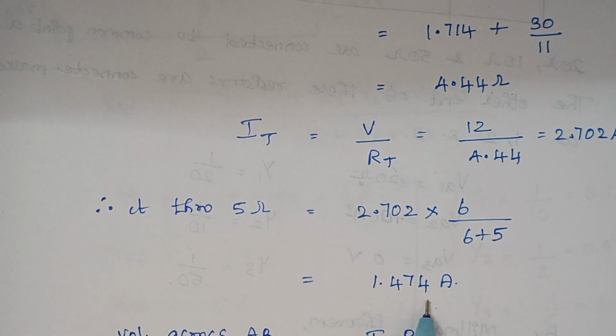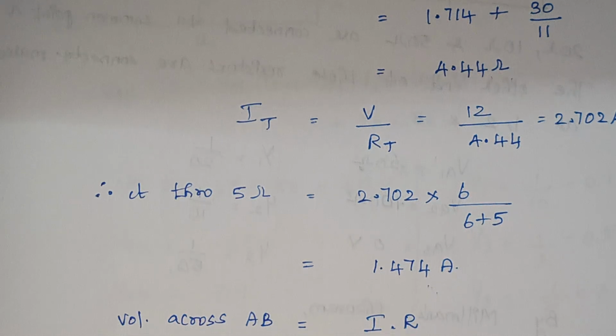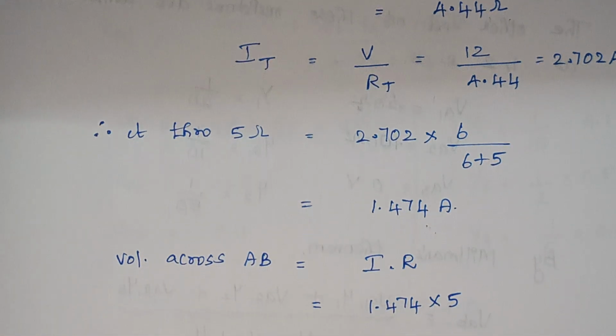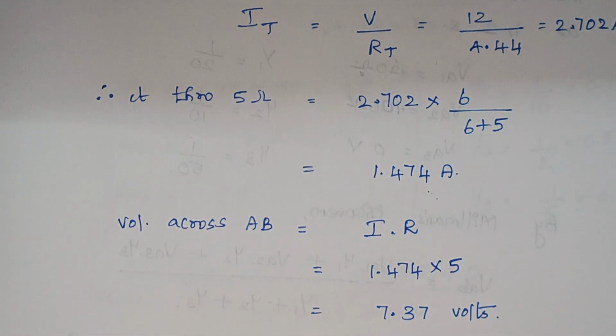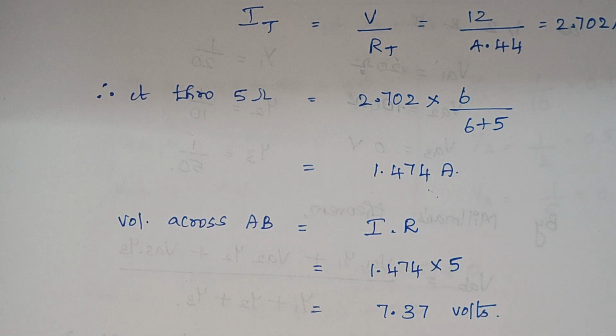So once we know the current that flows through this resistance, we can easily calculate the voltage, right? So it is nothing but I into R. So here the answer is 7.37 volts, right?